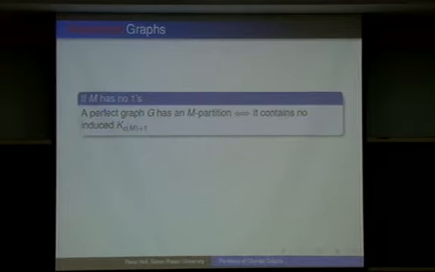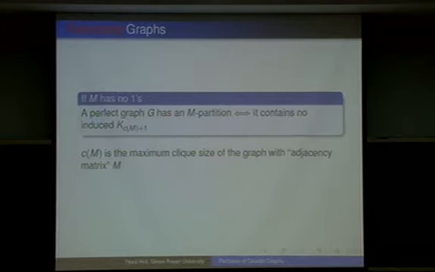So for perfect graphs, it only takes a moment of reflection to see that actually there's just one forbidden minimally induced subgraph. So I'm talking about homomorphism problems, right? If the matrix has no 1, these are the homomorphism problems. There is always just one forbidden subgraph.